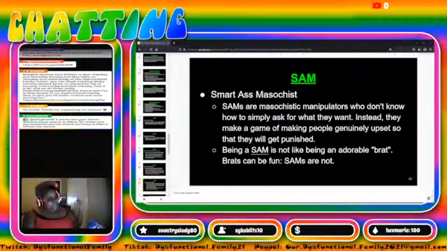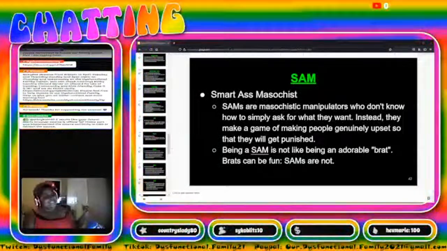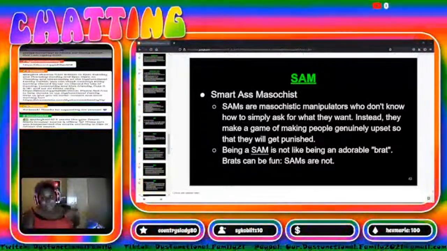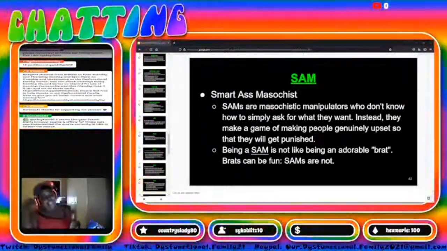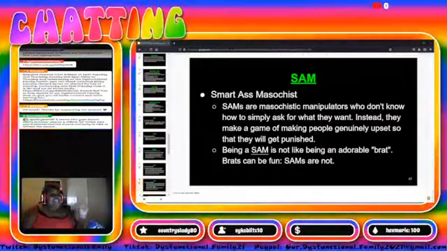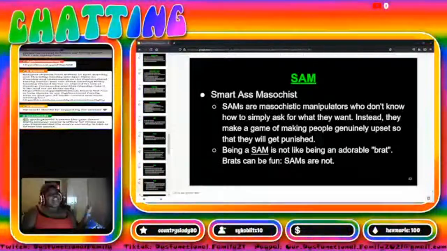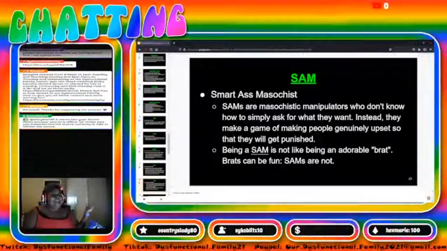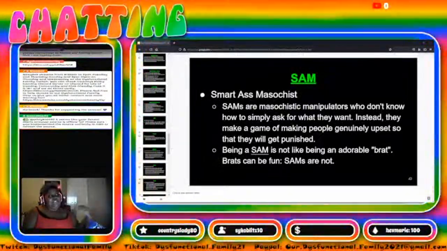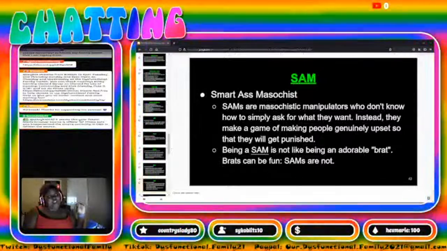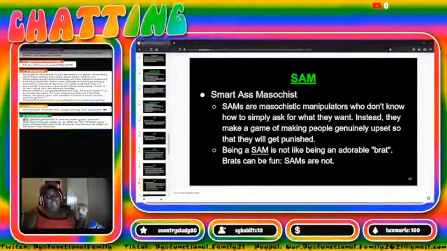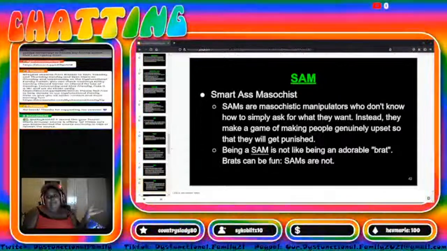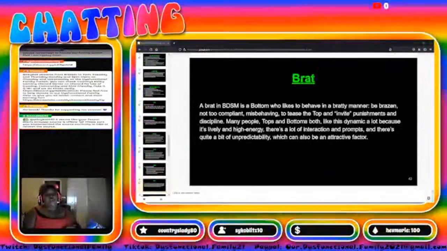A Sam. I'm going to go ahead and put this out. A Sam is not a brat. I personally do not like Sams. I feel like they're disrespectful, and there is a line between disrespect and bratting. A Sam is a small-ass masochist. Basically, they just like to manipulate people into getting what they want. Imagine a submissive who was not submissive and just basically talked back the entire time, didn't respect you, and just wanted you to have fun with them all the time. That's a Sam. A Sam has no respect, where a brat does know where the line is.